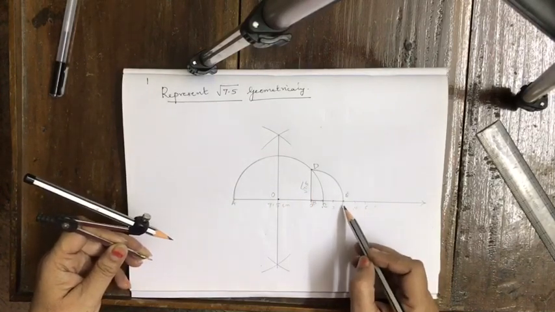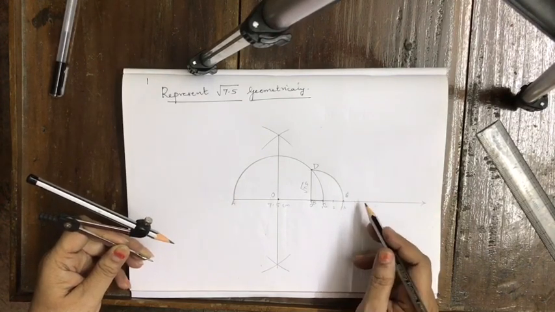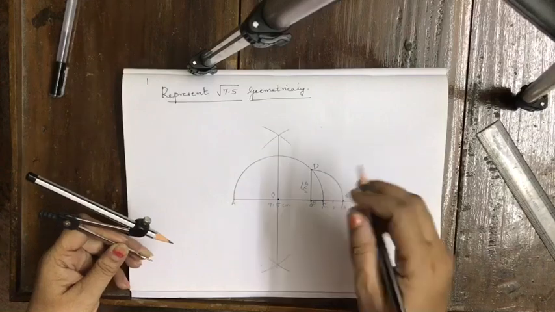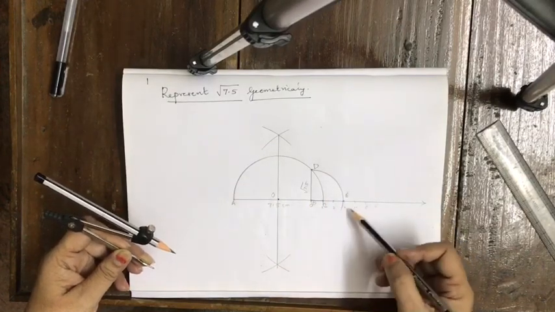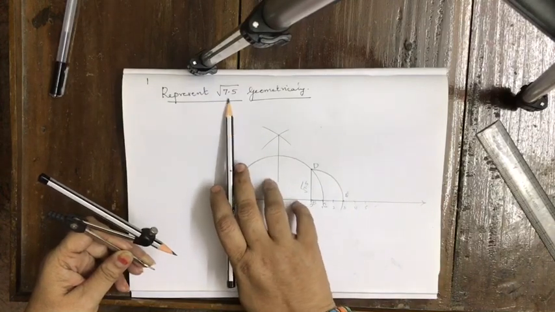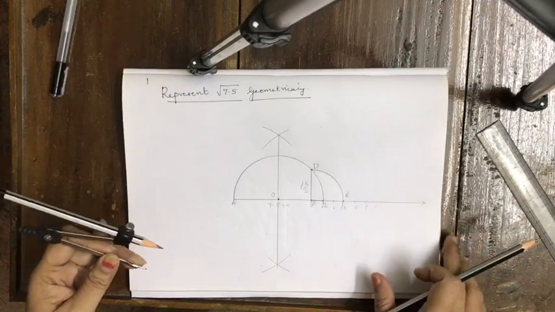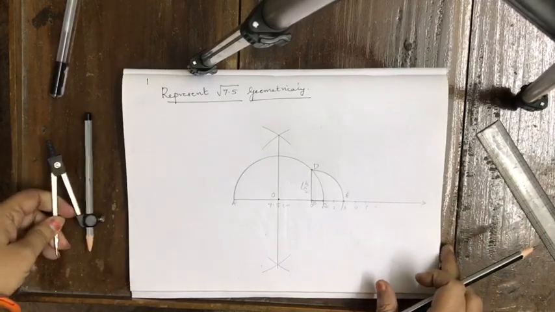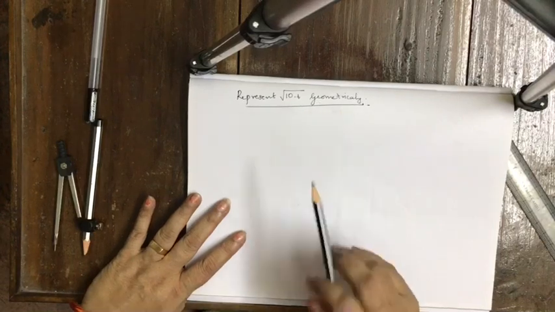It is almost coming close to 3 because root 9 is 3. So root 7.5 will be somewhere close to 3. Have you understood how to represent root 7.5 geometrically? One more example I'll give you. Now, to represent root 10.6 geometrically.